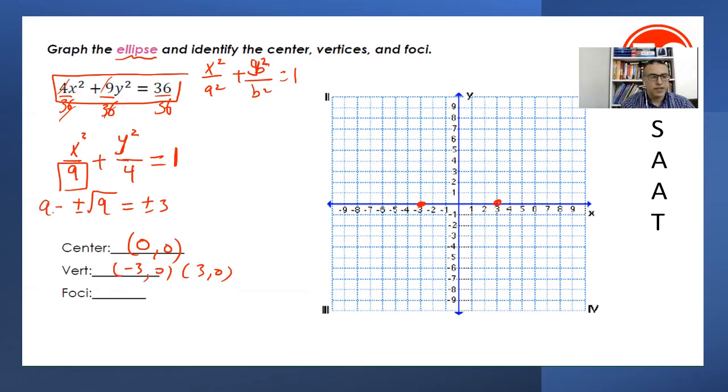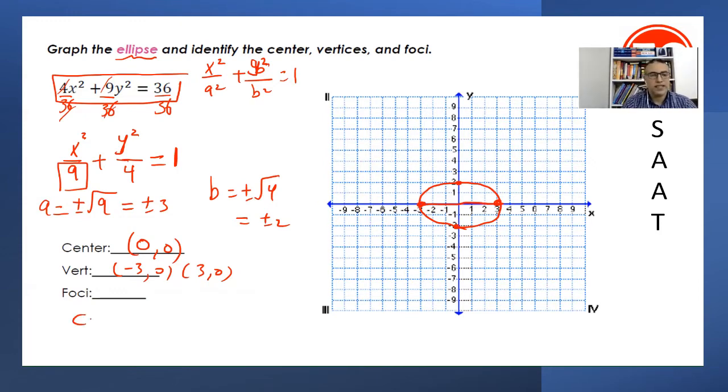For the point A. For the point B, it's positive and negative root of 4, which is equal to positive and negative 2. So here is 2 and here is 2. Now join between them. Here is the ellipse and here is the major axis.